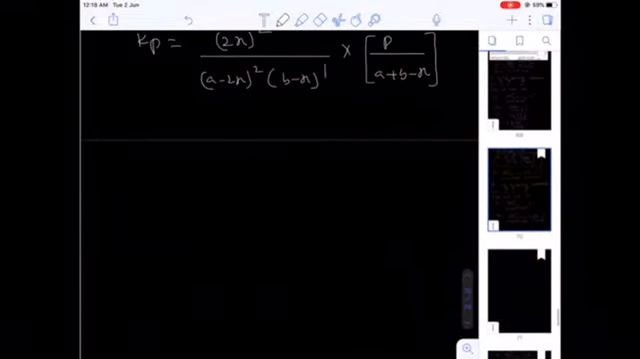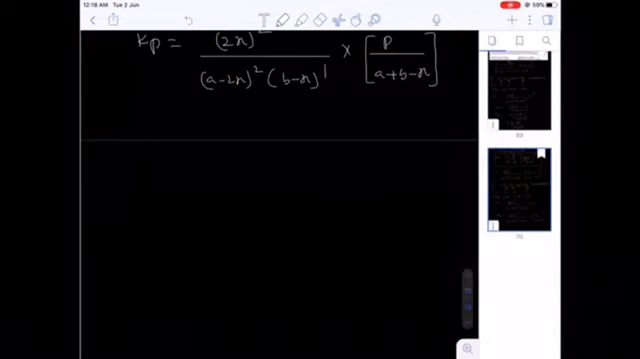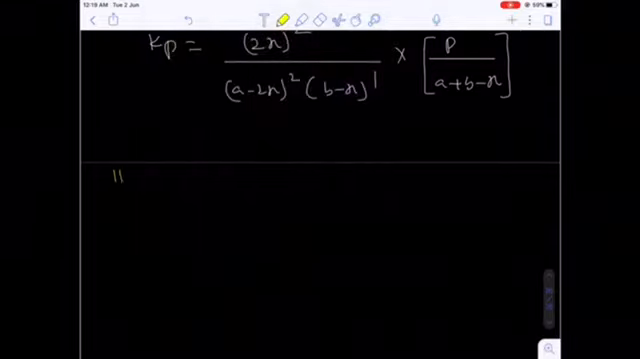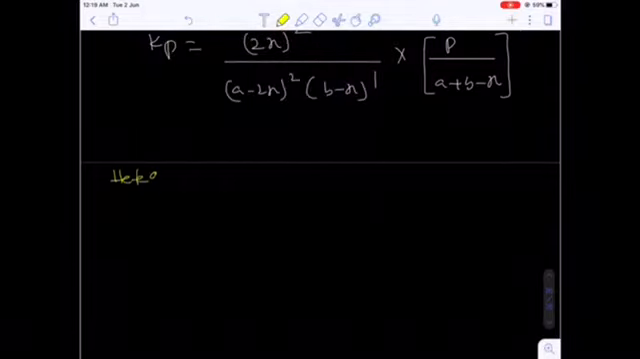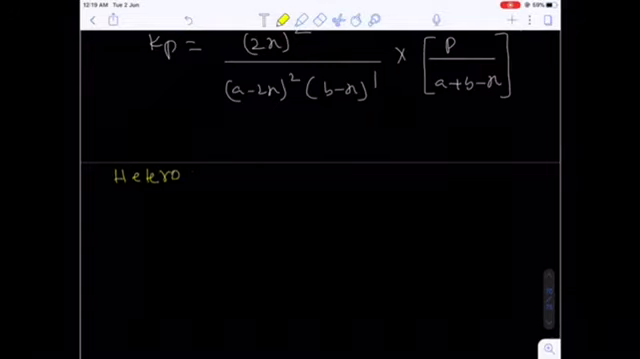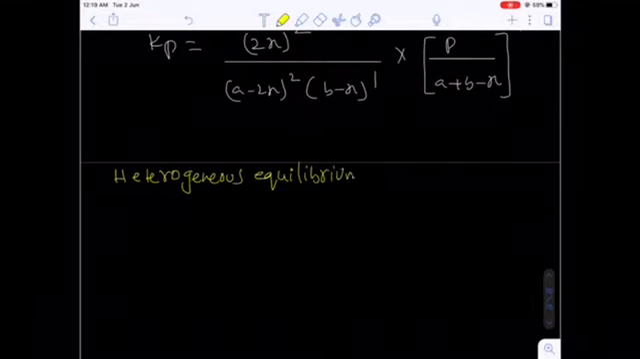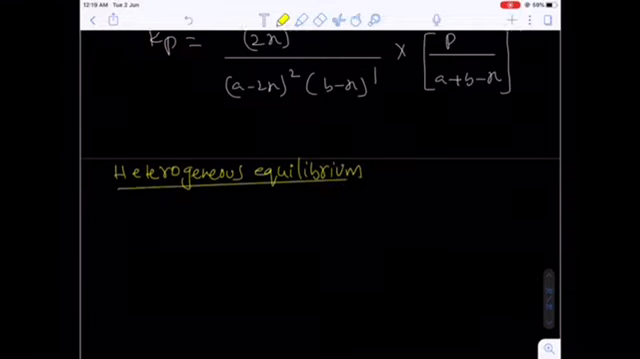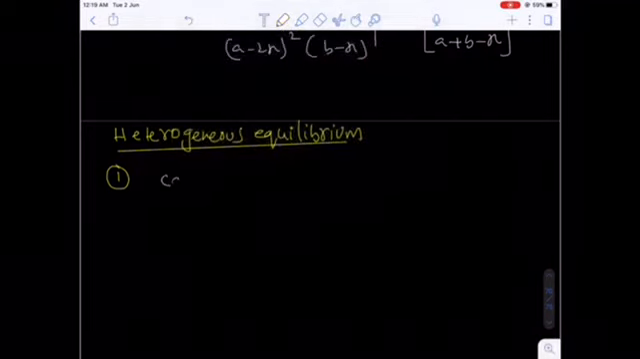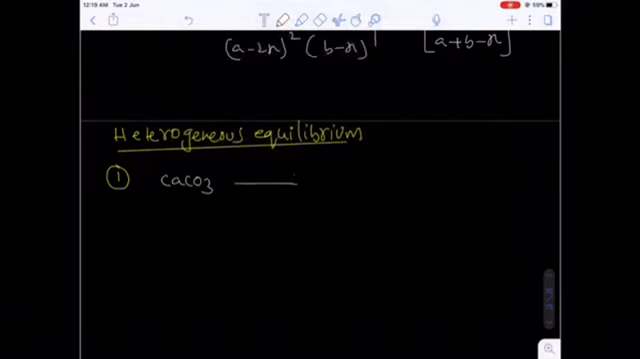Okay. Now after that we have some heterogeneous equilibrium. The heading is the heterogeneous equilibrium. Now here we have number 1, limestone.